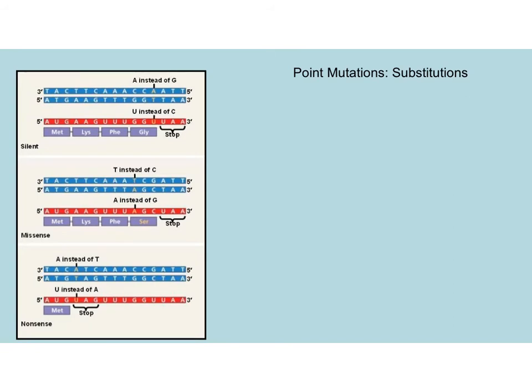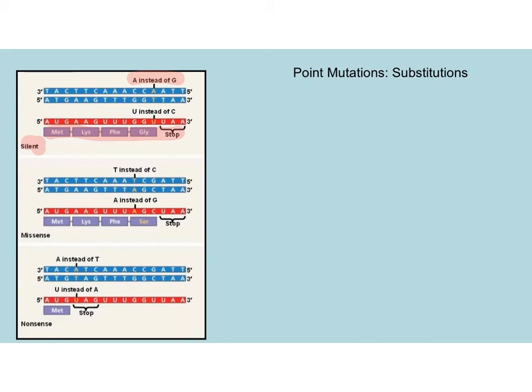Okay, so just to summarize, we have point mutations. You're going to change one letter and substitute it out. You're going to take one letter out and put a new letter in, and it can result in a number of different things, like, one, a silent mutation, where we change a letter and it has no effect. The amino acid sequence is still perfect.